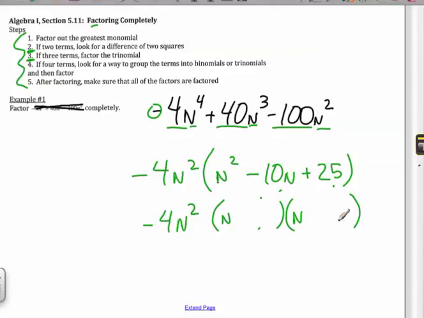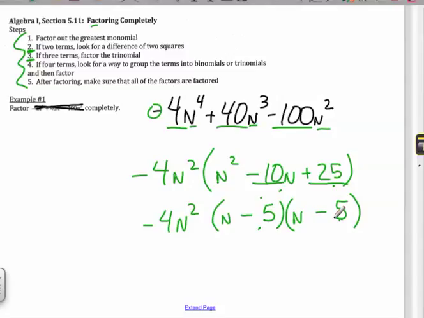You know what I'm going to ask myself? These 2 numbers multiply to give me positive 25. They add to give me negative 10. So I need negative 5 and negative 5. Because negative 5 times negative 5 gives me positive 25. But negative 5 plus negative 5 gives me negative 10.